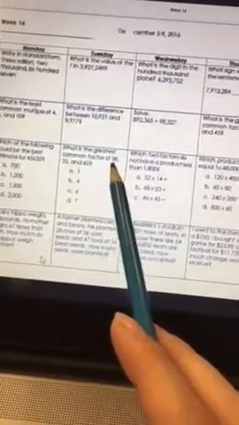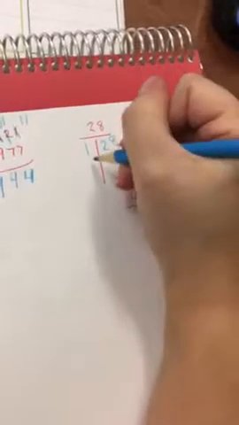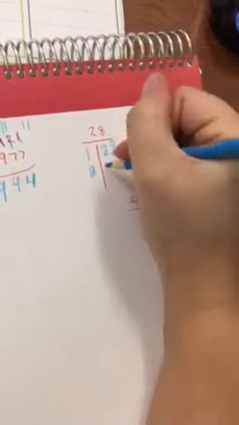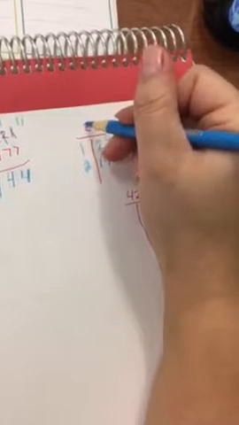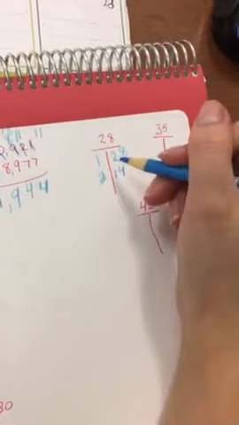Okay, the next question says, what is the greatest common factor of 28, 45, and 42? I know factors are two numbers multiplied together to give you a product. So I'm going to list all the ways I can make 28. Of course, the first factor is always 1 times itself. I know 2 is a factor. 2 times 14, because if I chop these two numbers in half, it will be 1 and a 4.